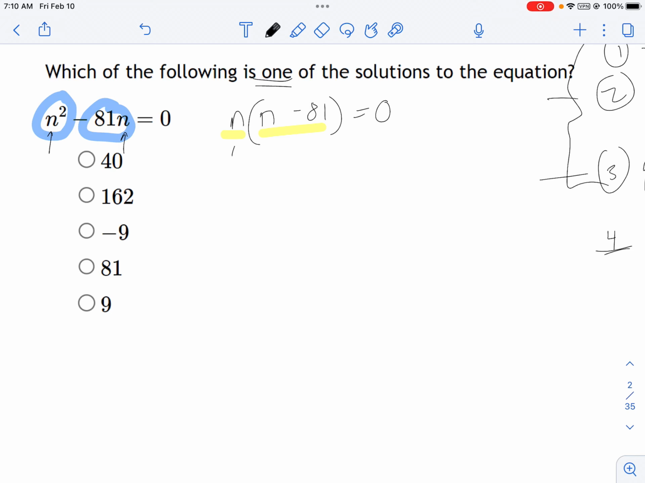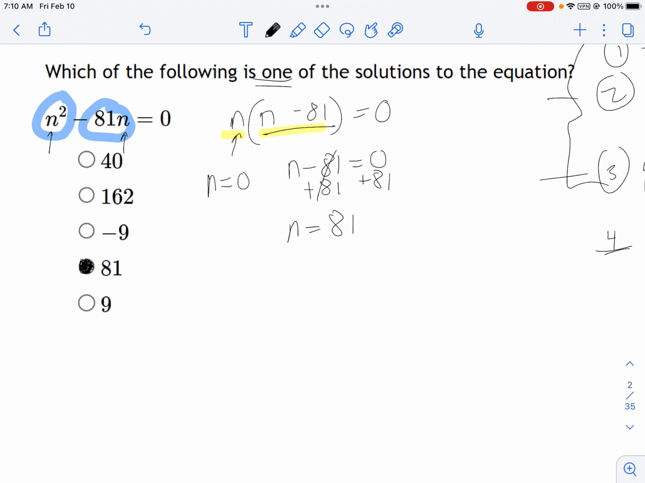So then you set each factor to 0. You say, alright, so first one, n equals 0. There's nothing more to solve there. n equals 0 is a solution. Your next one is n minus 81. We set that to 0. Well, if we want to get n alone, adding 81 to both sides will do the trick. n equals 81. And you'll notice that 81 is on your list of solutions. 0 is not, but that's okay, because 81 is. And that would be your answer to this problem.